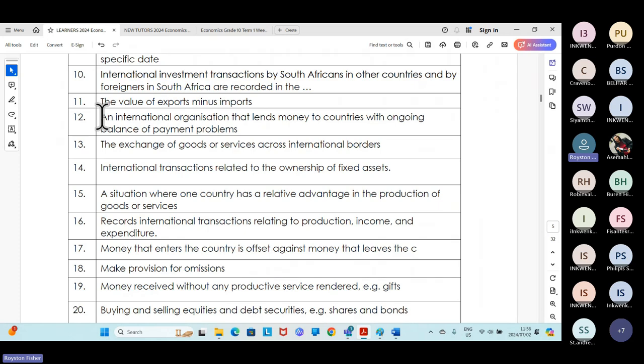Thank you. Number 14, international transactions relating to the ownership of fixed assets. St. Andrew said foreign direct investment. Buren said FDI, that's foreign direct investment as well. But number 14 has to do with the capital transfer account. Remember, in economics, capital relates to fixed assets. So that is your keyword, I would say.